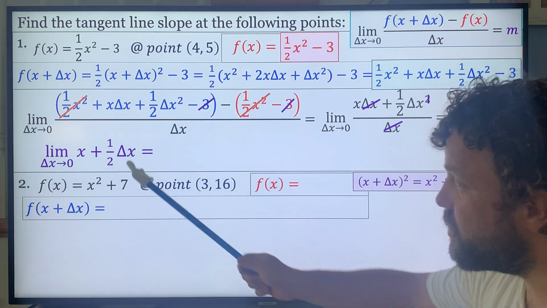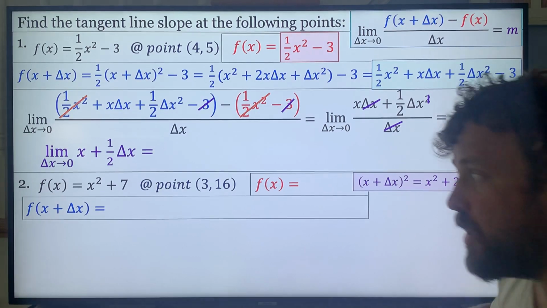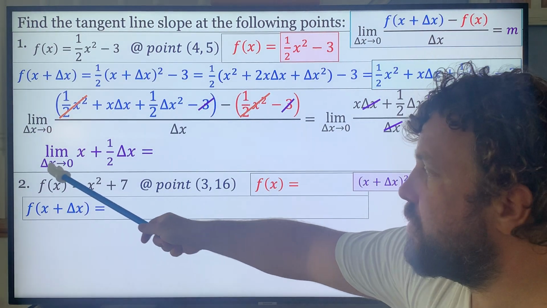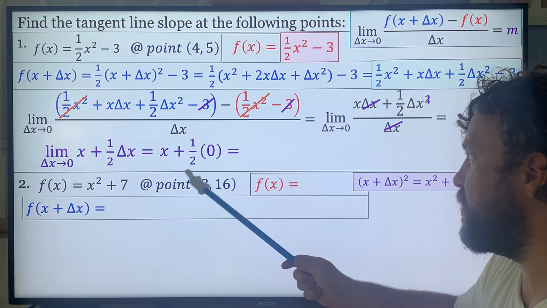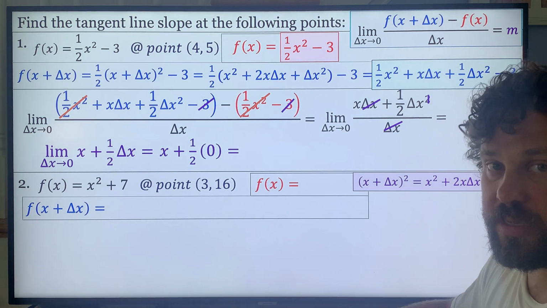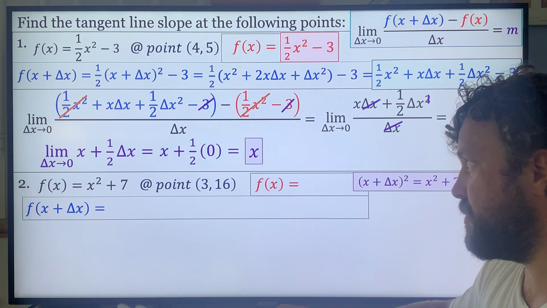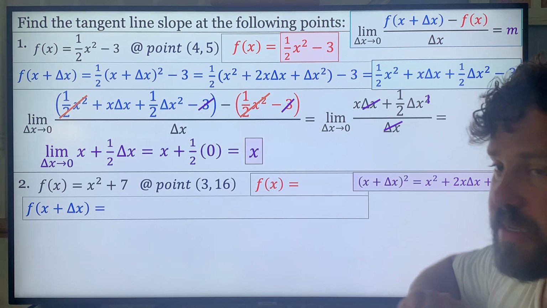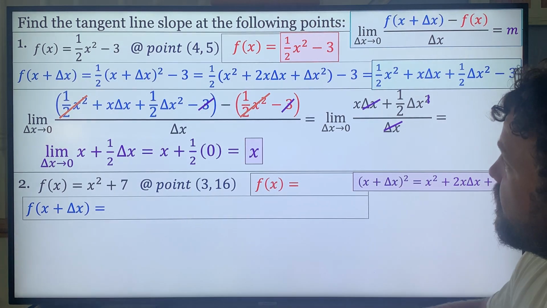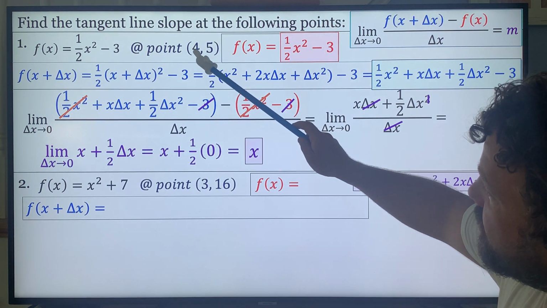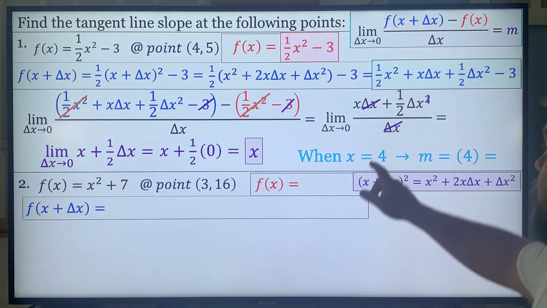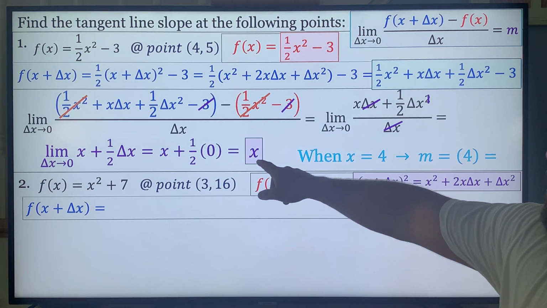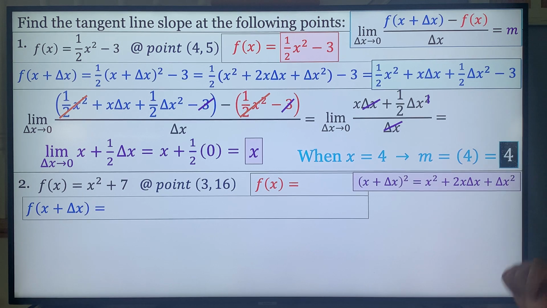Now, because there's no delta x on the bottom, my answer will not be undefined. I can plug in 0 for delta x. So it becomes x plus 1/2 times 0, which simply equals x. That is my tangent line slope formula. To find the tangent slope, I take the x value, which is 4, and plug it in. So m is 4, my answer is 4.